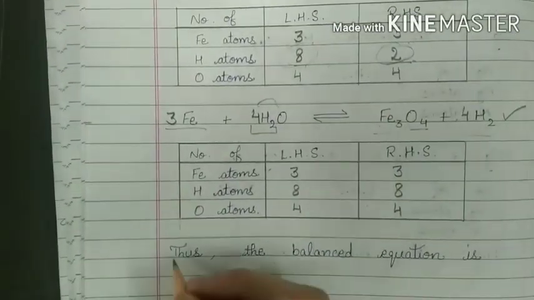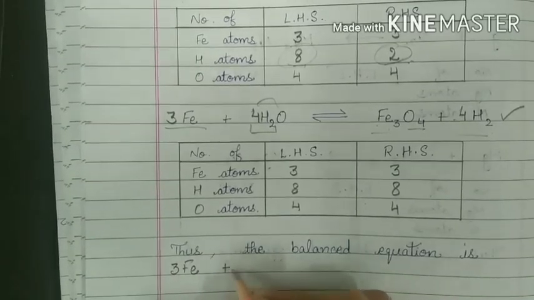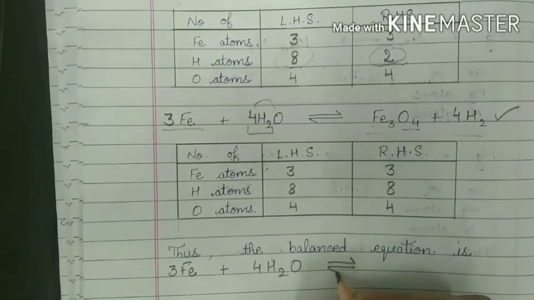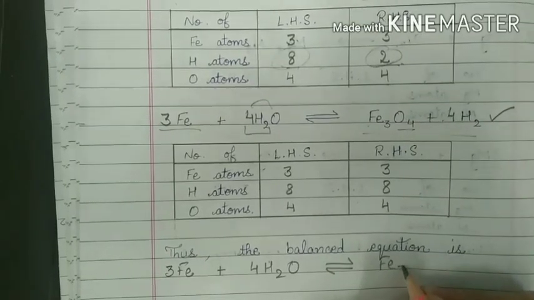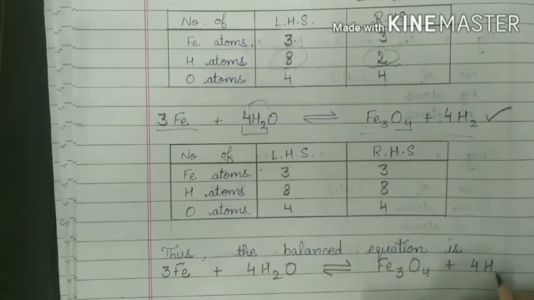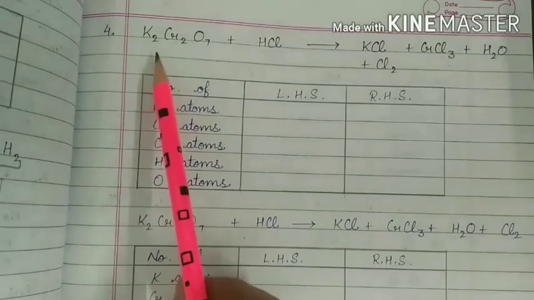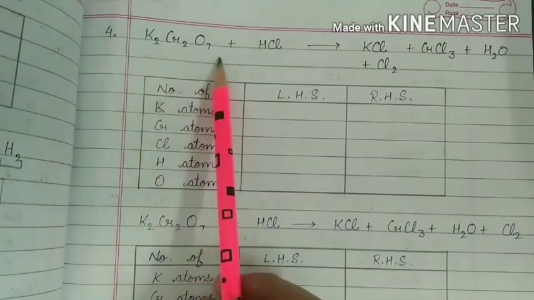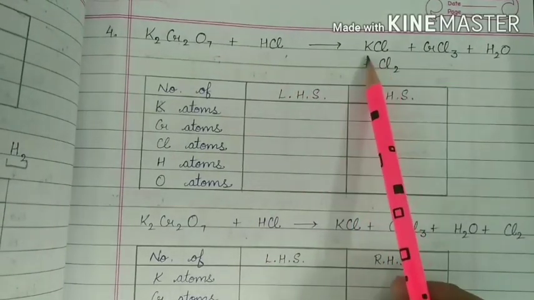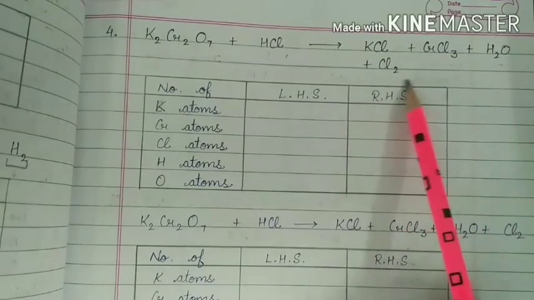So the balanced equation is 3Fe plus 4H2O gives Fe3O4 plus 4H2. We have one more equation for balancing. Here potassium dichromate, that is K2Cr2O7, reacts with HCl, that is hydrochloric acid, to form KCl, CrCl3, H2O and Cl2.